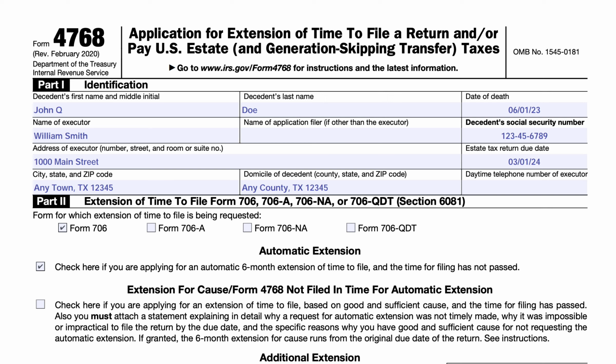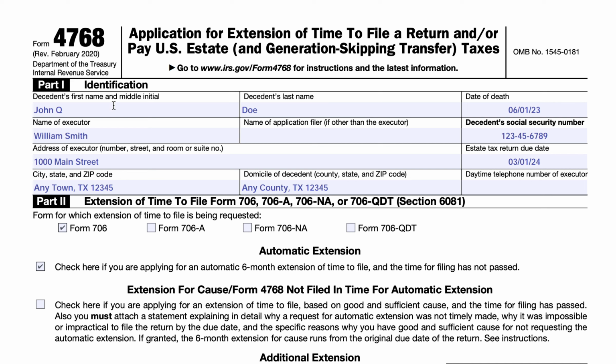So obviously this would be an extension request for estate tax returns or generation-skipping transfer tax returns, which are filed on IRS Form 706 or some variation thereof. There are 4 parts to this tax form, and we'll go over each of them in detail.